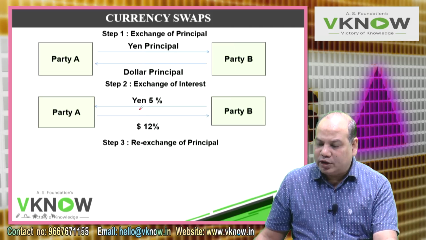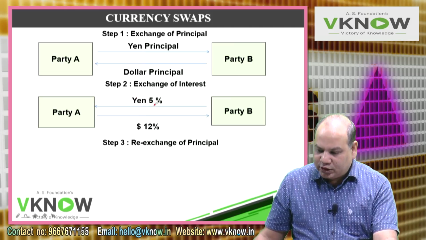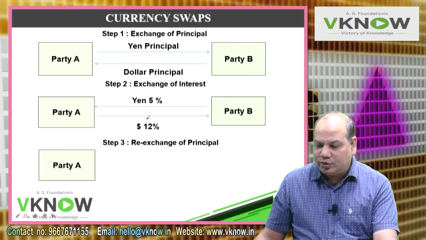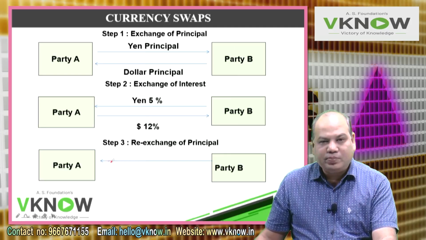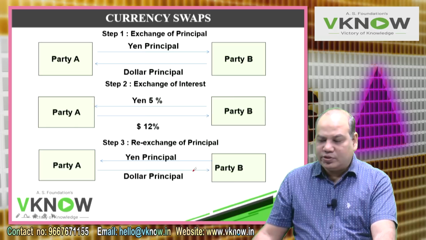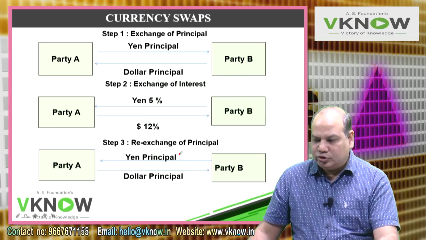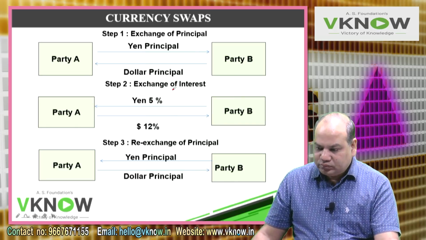If the loan is for 5 years and assuming annual interest payment, so every year they are going to pay interest to each other. And then what will happen on maturity? On maturity, suppose it's a 5-year loan, B will repay the yen principal to A and A will repay the dollar principal to B. So this is a very good and simple example of currency swap.